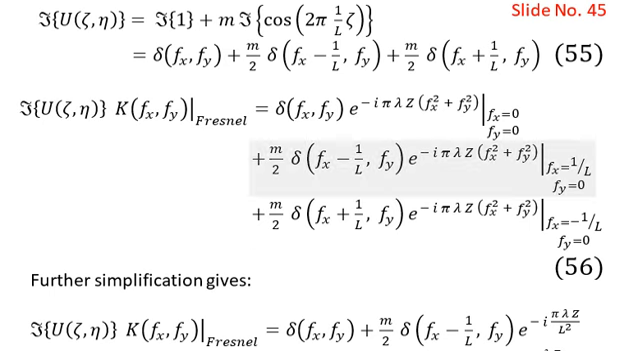We shall put these values over here, but we shall not put these values in the delta functions, because if we did, the whole description, the whole physical meaning, would be lost. We put these values of fx and fy only in the transfer function parameters, which is e to the power minus iota pi lambda z, with fx square plus fy square within the parentheses. So we evaluate this expression of the transfer function at the given values of fx and fy.